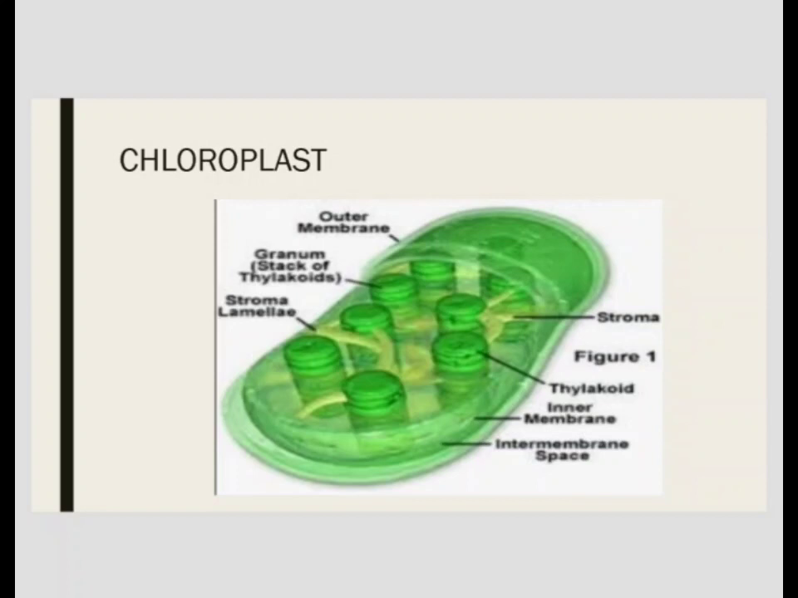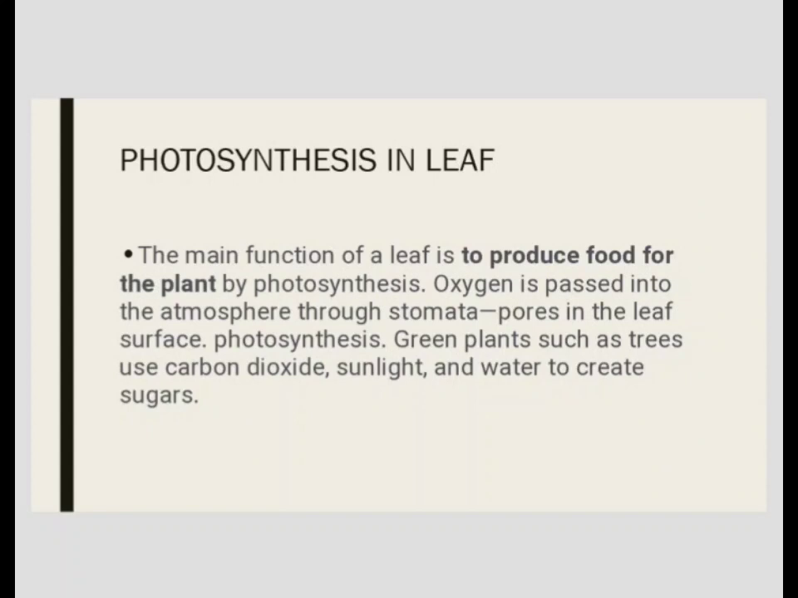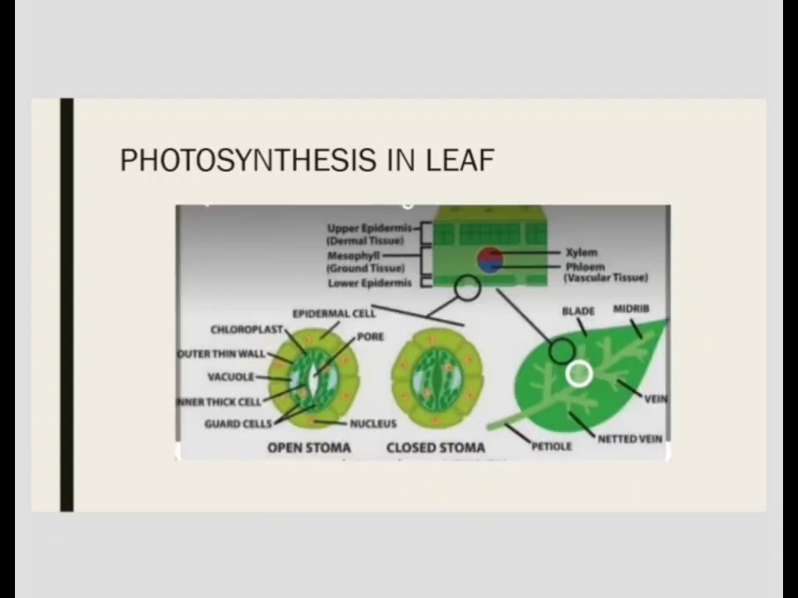Now that we have looked at the sites of photosynthesis in plants, we are ready to look more closely at the process of photosynthesis, and that is photosynthesis in the leaf. The main function of a leaf is to produce food for the plant by photosynthesis. Oxygen is passed into the atmosphere through stomata in the leaf surface. In photosynthesis, green plants such as trees use carbon dioxide, sunlight, and water to create sugars. So you can see the photosynthesis in leaf structure.